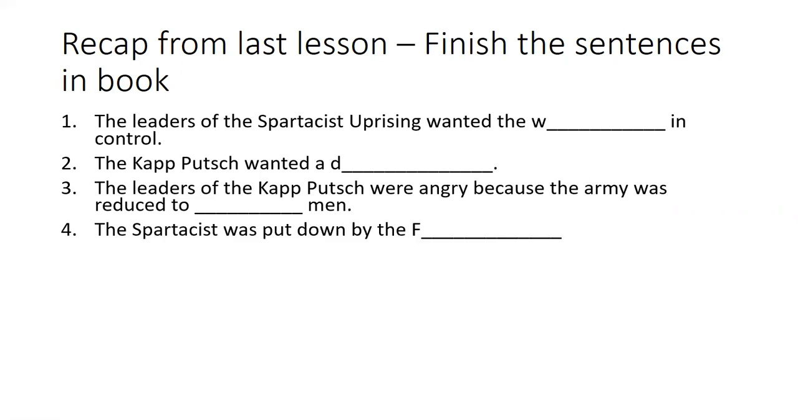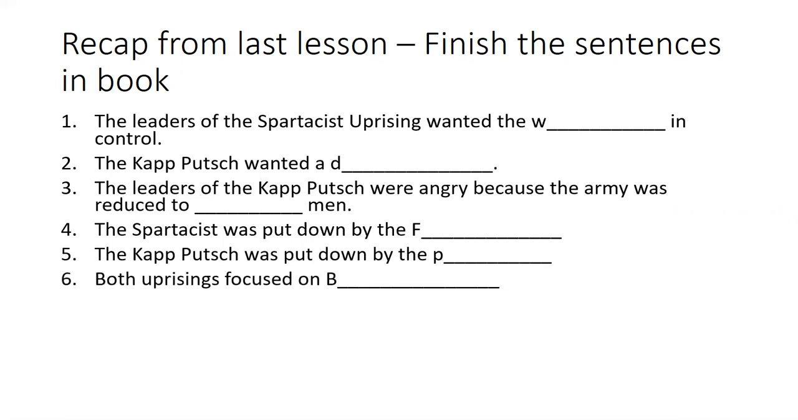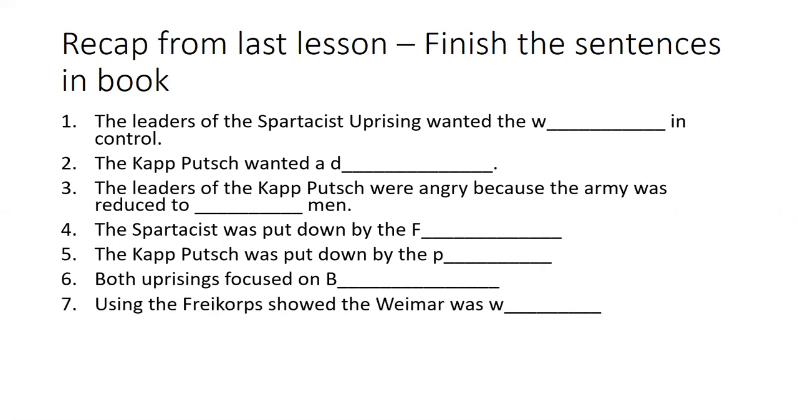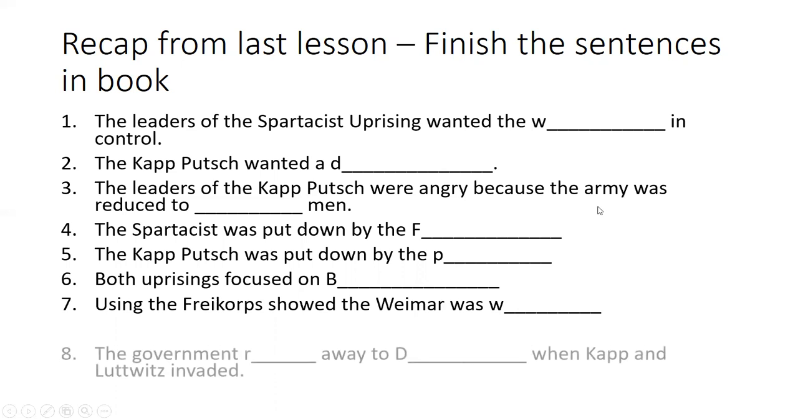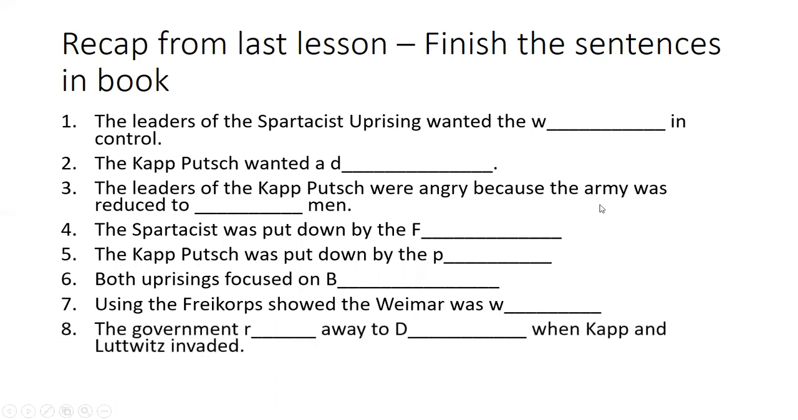The Spartacists were put down by the blank. The Kapp Putsch was put down by the blank. Both uprisings focused on blank. Using the Freikorps showed that the Weimar was blank. And the government blank away to blank when Kapp and Luttwitz invaded. What you've got there are just some really good overview sentences to be able to help you recall the last lesson that we did.